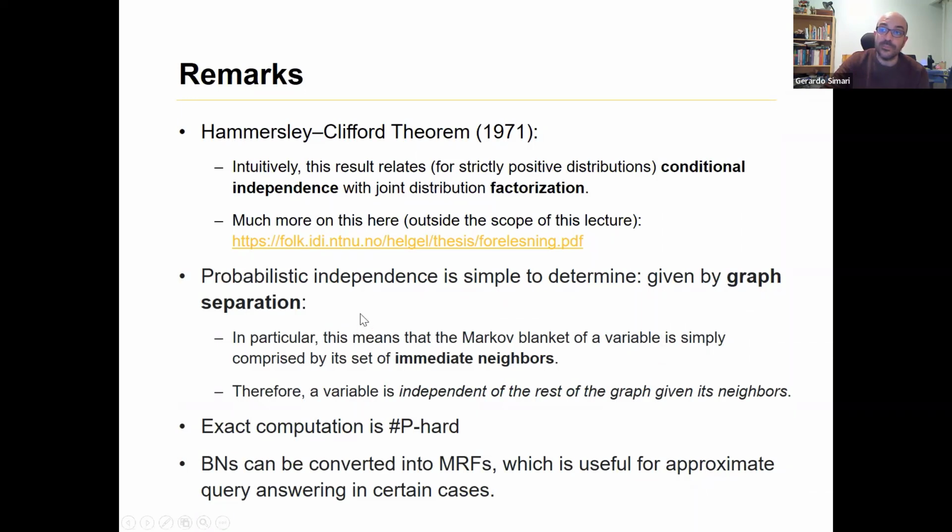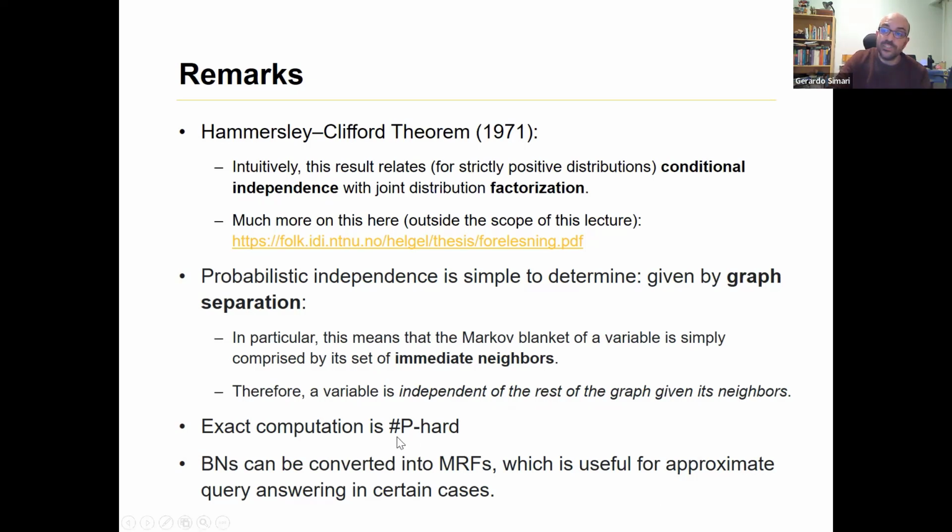So as I mentioned, probabilistic independence is very simple to determine. It's just given by graph separation. In particular, this means that the Markov blanket is simply comprised of the immediate neighbors, and therefore a variable is independent of the rest of the graph given its neighbors. We'll see an example of this in just a minute with the next model, Markov chains, and what that means.